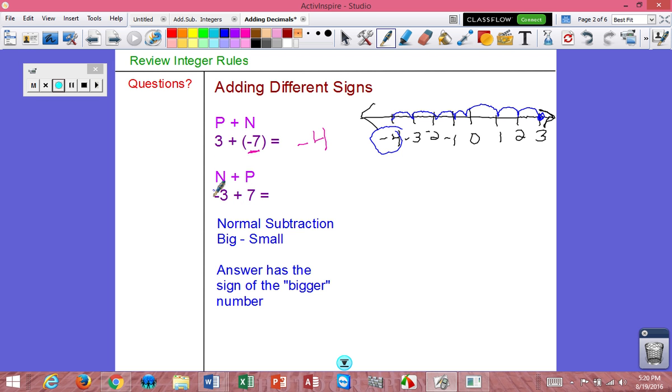Alright, here we have a negative 3 plus a positive 7. It's going to work the exact same way. We're going to pretend like it's normal subtraction. So we're just going to do 7 minus 3. That gives us 4. And if they were both positive, 7 would always be the higher number. So since that's positive, our answer has to be positive.